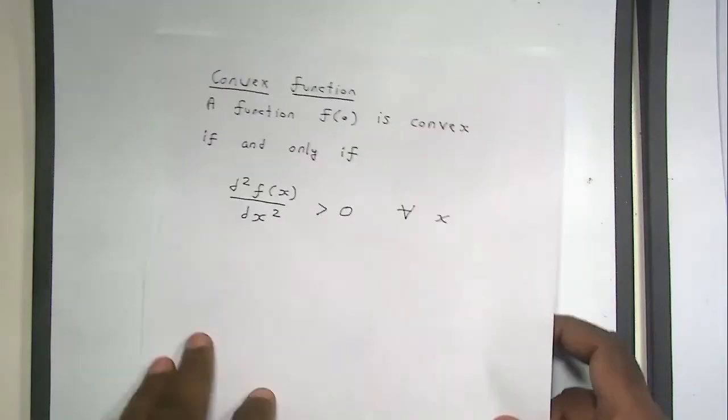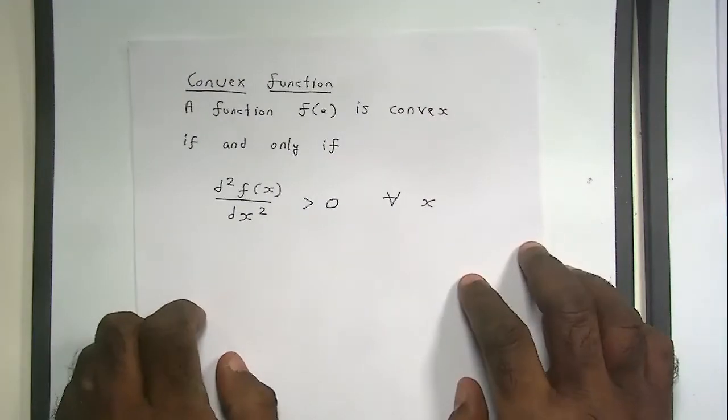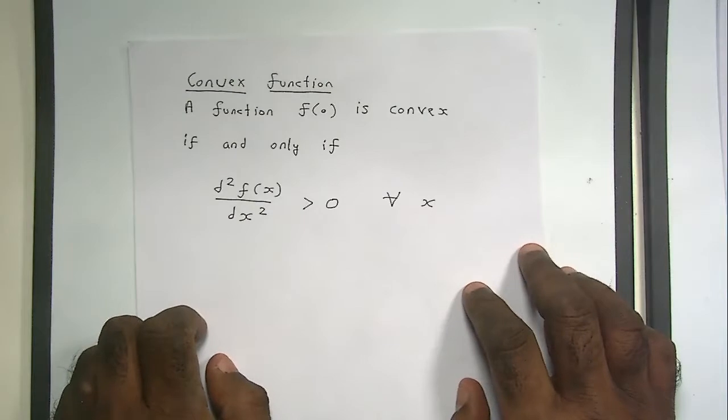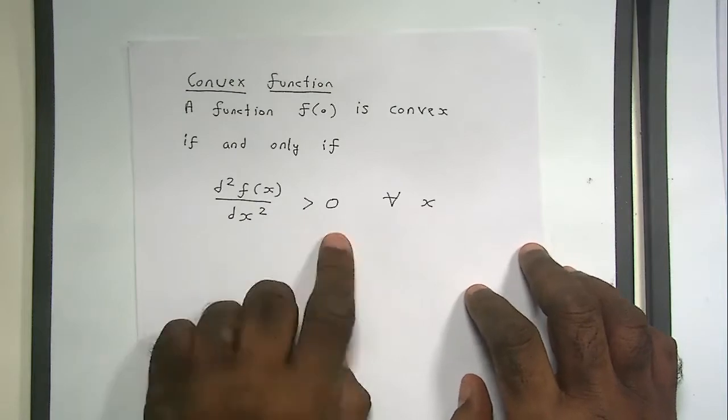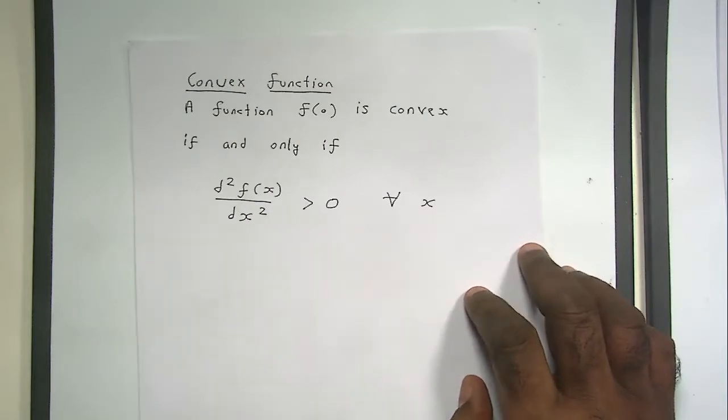Then I gave you a condition for checking that a function is convex: if and only if the second derivative is positive for all x.